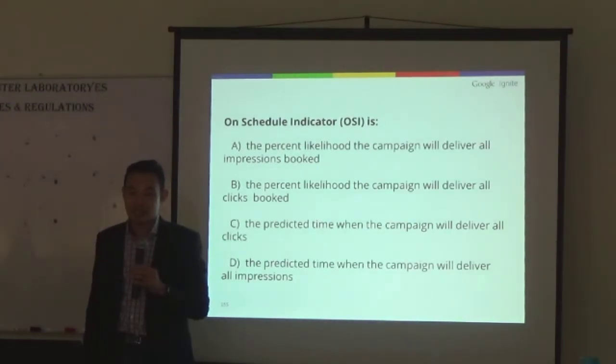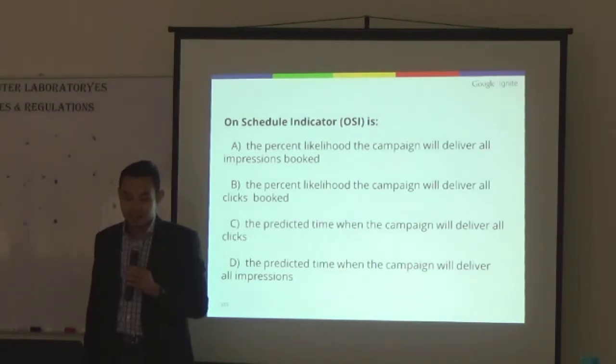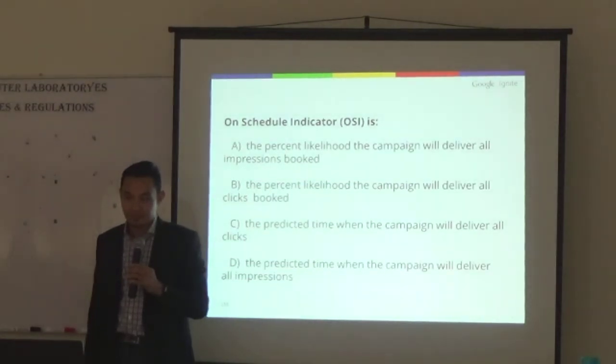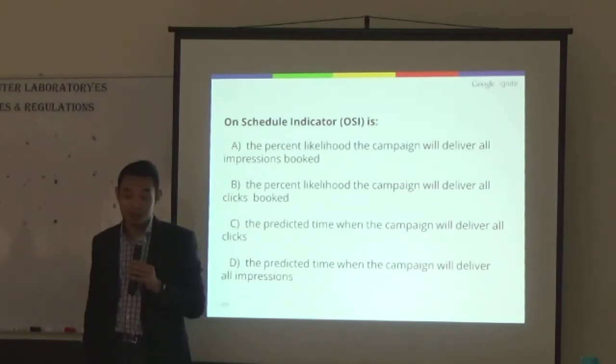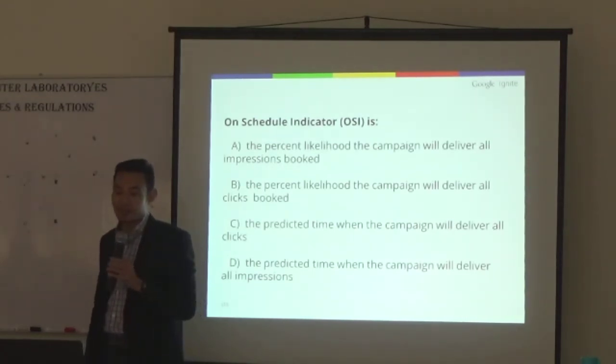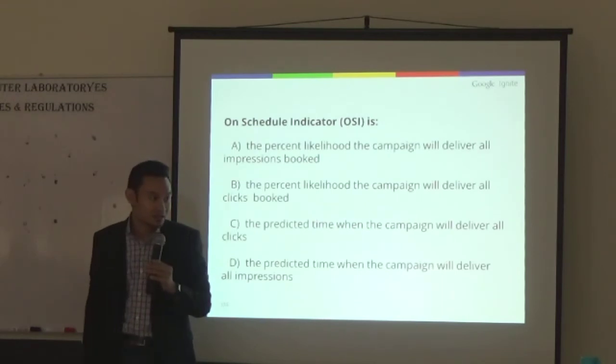Next question, OSI. What does OSI mean? Any answer? D. Predicted time when campaign will deliver all impressions. True, false? False. How about B? Percent likelihood the campaign will deliver all impressions booked.